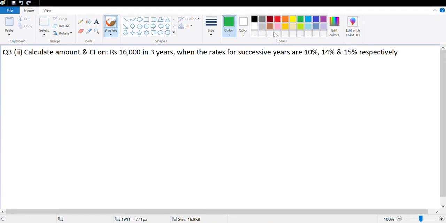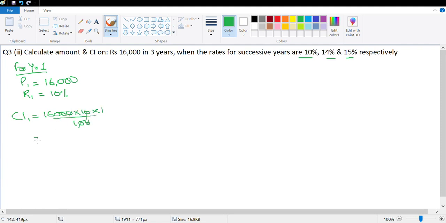That's question number 3, part 2. It says rupees 16,000 in 3 years when the rates are different for different years. So let's calculate for year 1. Principal for year 1 is 16,000 and rate for year 1 is 10%. So compound interest for year 1 will be 16,000 into 10 into 1 upon 100, which is equal to rupees 1,600. So the amount at the end of 1 year will be 16,000 plus 1600, that's 17,600.